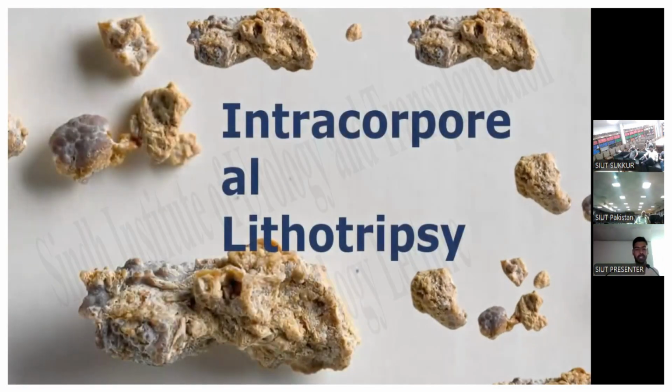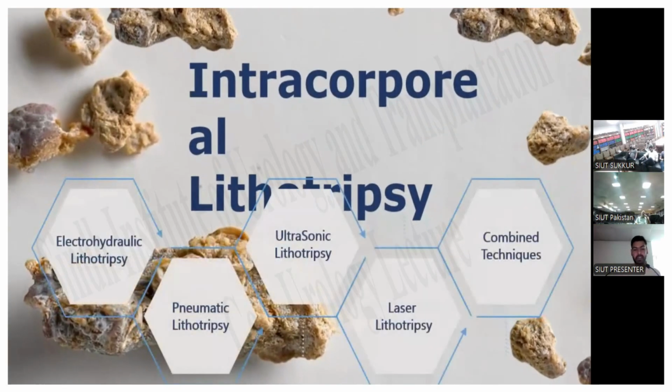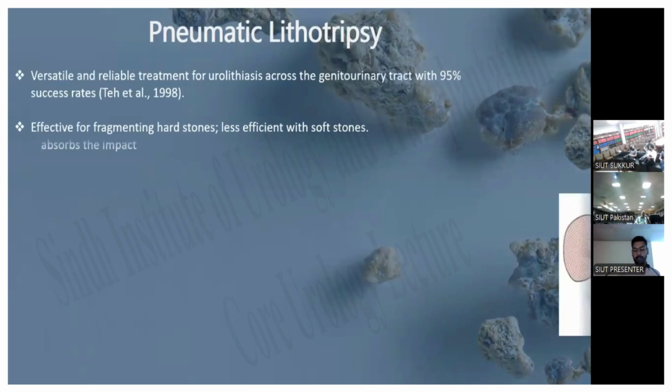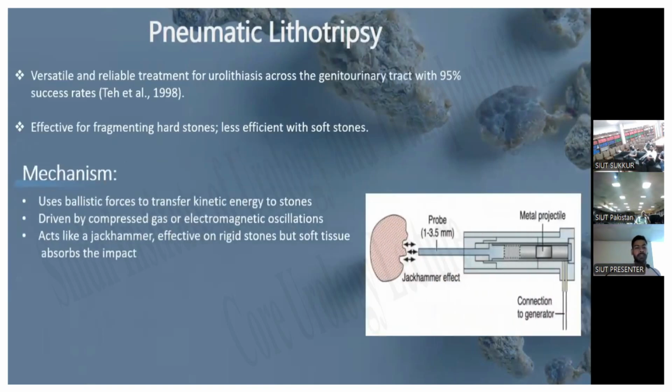Now we'll discuss the intracorporeal lithotripsy, in which basically various energies are used for intracorporeal lithotripsy. There is electrohydraulic, pneumatic lithotripsy, ultrasonic lithotripsy, laser lithotripsy, and combined techniques. In this, we will discuss only pneumatic and laser today. So pneumatic lithotripsy is a versatile and reliable treatment for urolithiasis across the genitourinary tract with 95% success rate. Effective for fragmenting hard stones, and it is less efficient for soft stones.